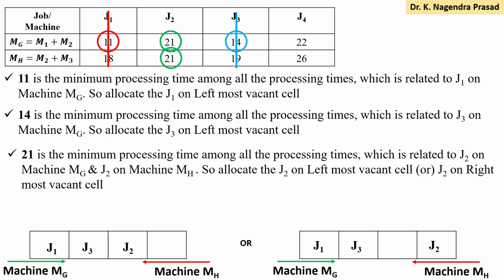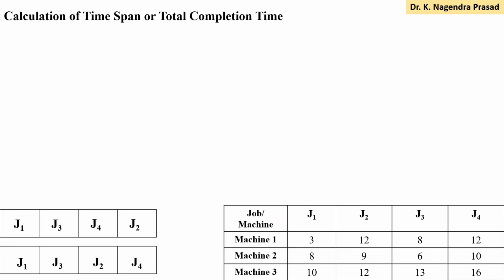Okay, next there is only one remaining job, that is J4. In the first sequencing order we have to fill J4, and similarly in the second sequencing order we also have to fill job J4. Next we have to calculate the time span, or total completion time, for the two sequencing orders, that is J1, J3, J4, J2 and the other one, J1, J3, J2, J4.